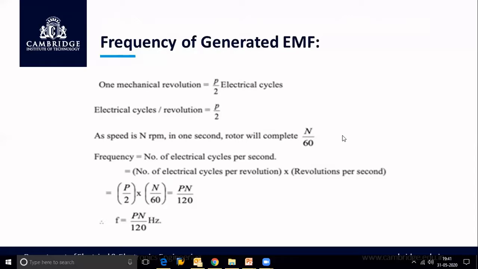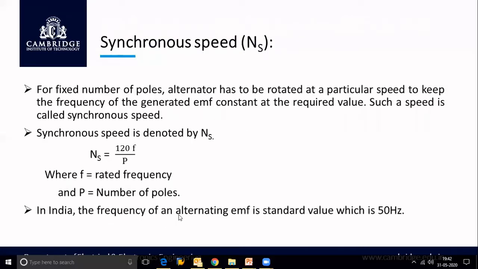Therefore, frequency, which is defined as the number of electrical cycles per second, can be written as the number of electrical cycles per revolution into revolutions per second. We know that the number of electrical cycles per revolution is P by 2, and revolutions per second is N by 60. So that is equal to PN by 120. Therefore, frequency can be expressed as PN by 120 Hertz. This is the expression for frequency of a generated EMF, where P is the number of poles, N is the speed in RPM, and F is the frequency of generated EMF, represented in Hertz.